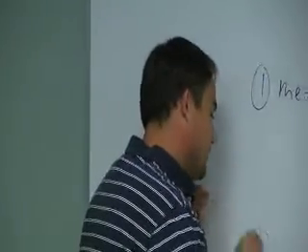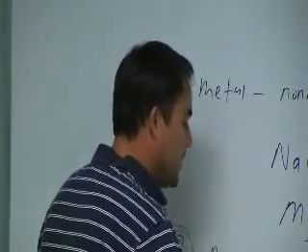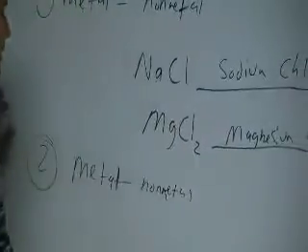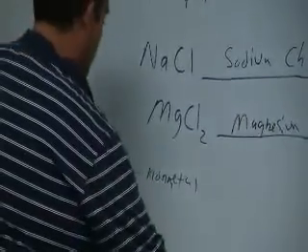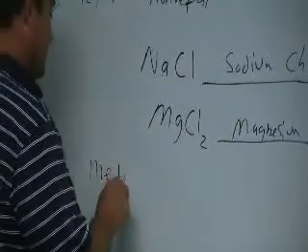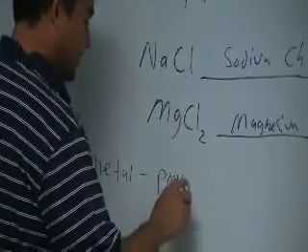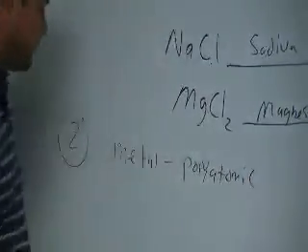Now the second thing that Mary talked about was what would happen if you had a metal bonded to a polyatomic. By the way, I can't see today, so you guys will have to forgive me. I have no idea how I'm going to give this lecture, so we'll just see how things go.